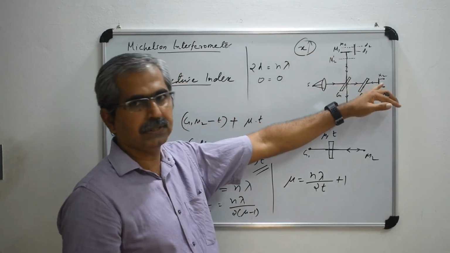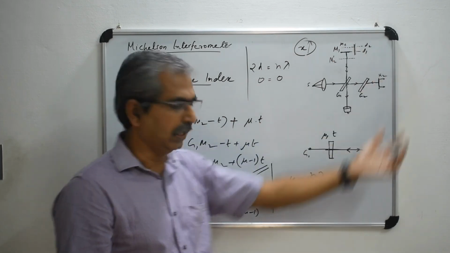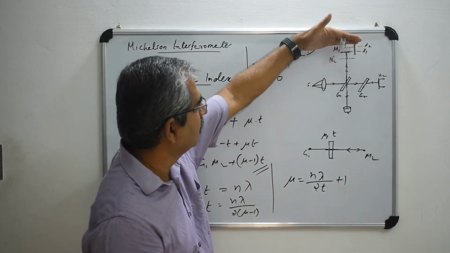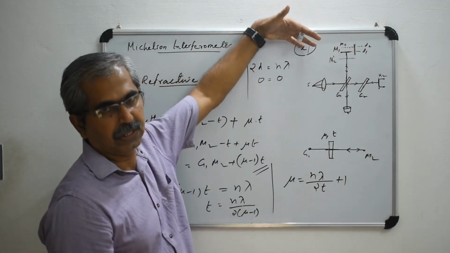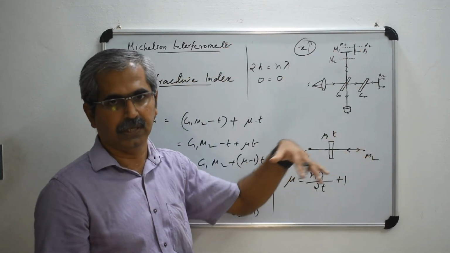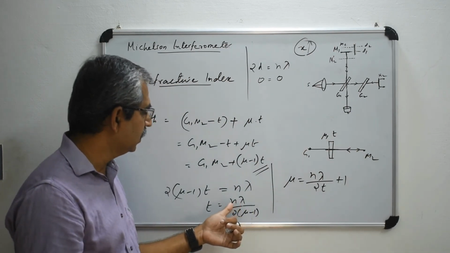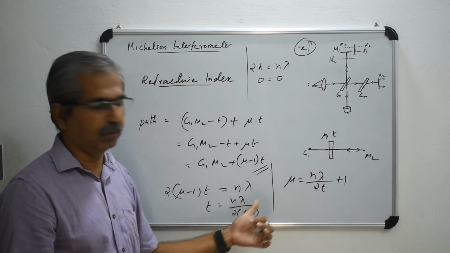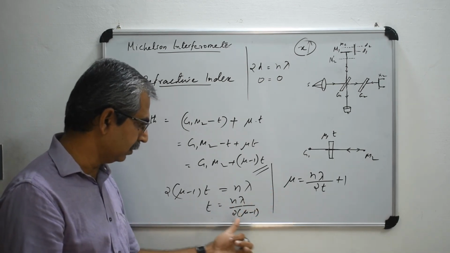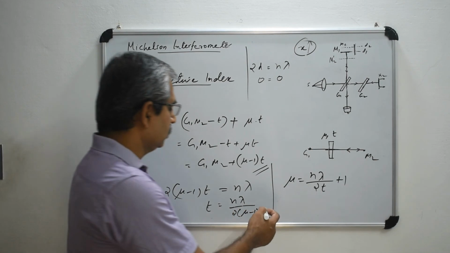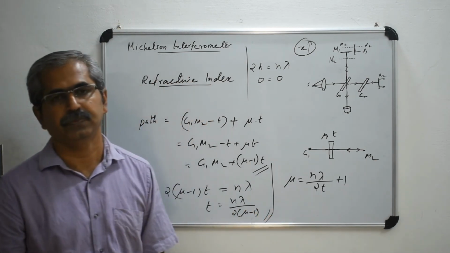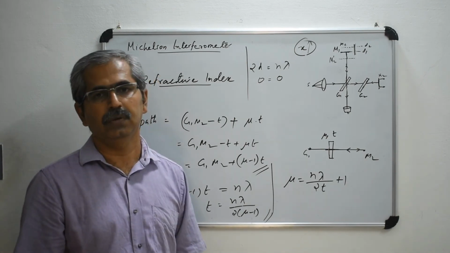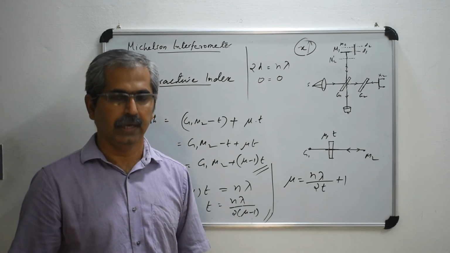Now you replace white light by the given monochromatic light. Then you move the mirror M1 through exactly the same distance X and count the number of rings that are formed. Then you can use that number as n, and lambda as the wavelength of the monochromatic light, and T is equal to n lambda by 2 into mu minus 1. So this is the third application. That's all for now, and we will continue in the next class.